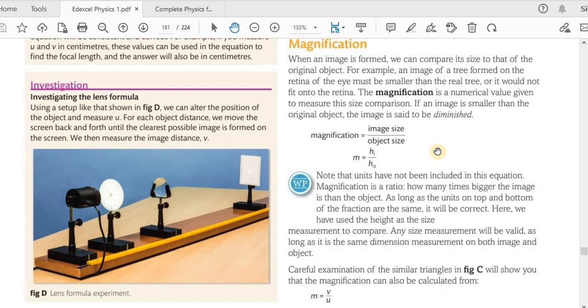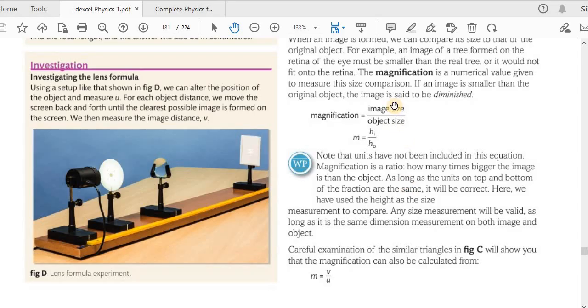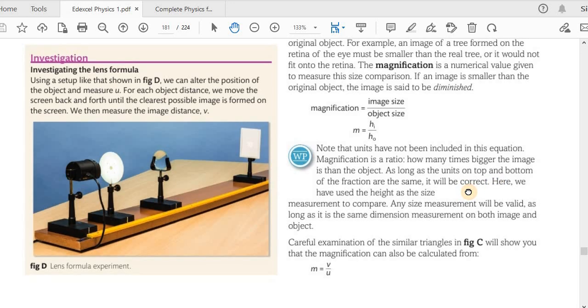Magnification is a ratio. How many times bigger the image is than the object. That's why the units cancel out. Same unit in the numerator and the denominator, so they cancel out. As long as the units on top and bottom of the fraction are the same, it will be correct.